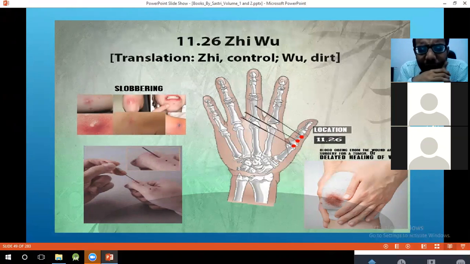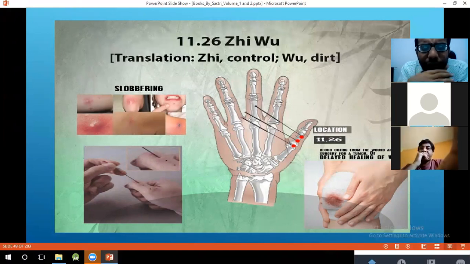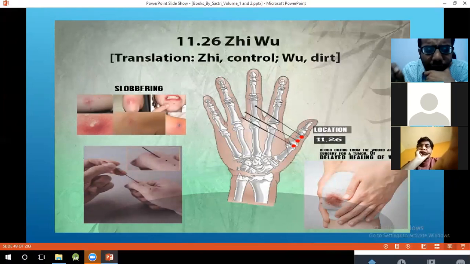So 11.26 is a very good point in diabetic wounds. Whenever you see wounds that cannot be healed, use 11.26. This is a 3-point unit, and it helps. Whenever you see some marks, low green, on the face, hands and all, gradually, if you insert this 11.26, it gives very good results.